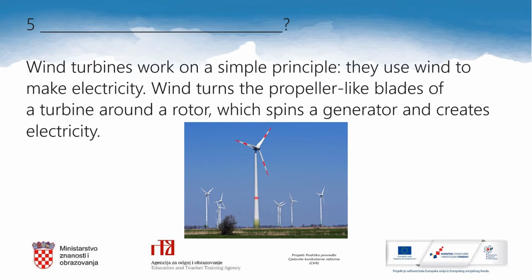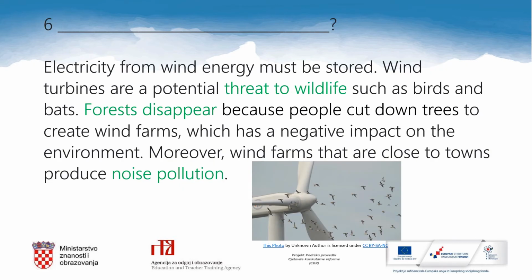Wind turbines work on a simple principle. They use wind to make electricity. Wind turns the propeller-like blades of a turbine around a rotor, which spins a generator and creates electricity. Electricity from wind energy must be stored. Wind turbines are a potential threat to wildlife, such as birds and bats. Forests disappear because people cut down trees to create wind farms, which has a negative impact on the environment. Moreover, wind farms that are close to towns produce noise pollution.